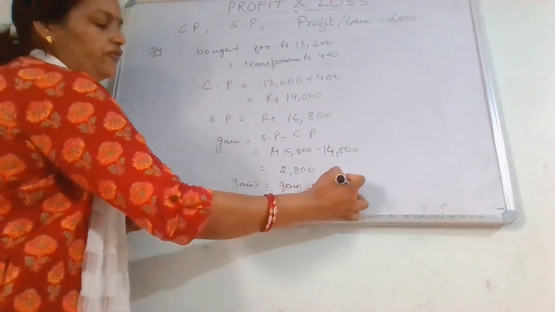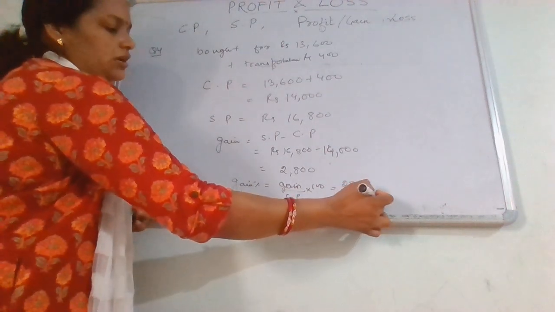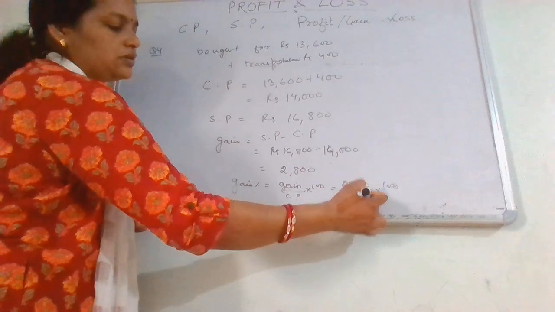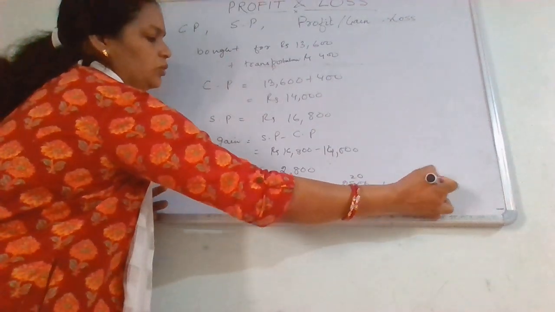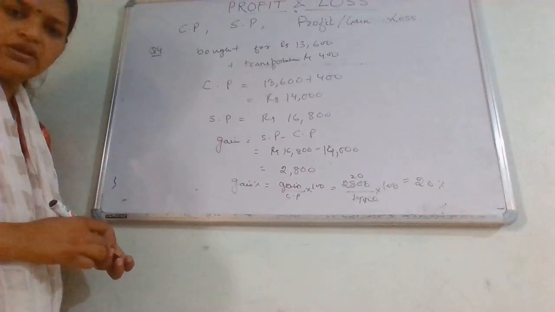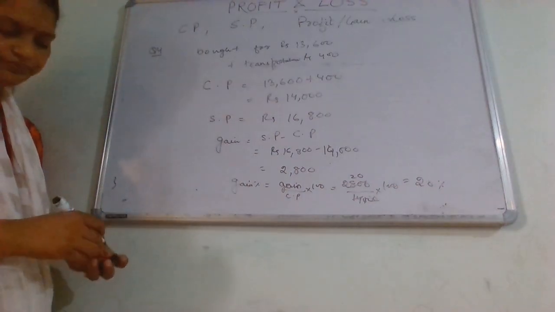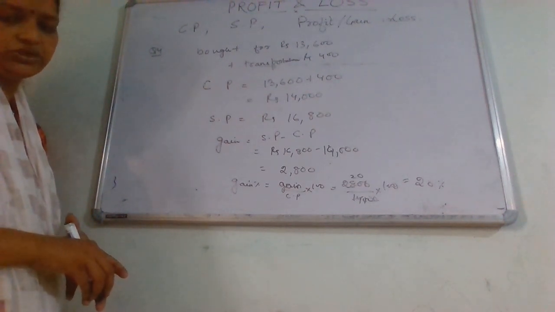Now, putting the formula, 2,800 by 14,000 into 100. Solve it. What is the value? 20%. Right? So this is how we solve this question. And others are also based on this question only.